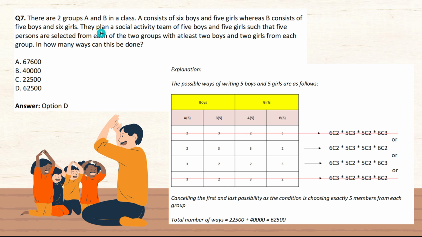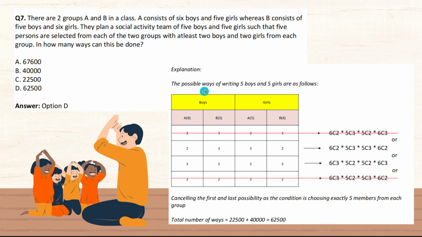This is the 7th question. There are two groups A and B in a class. A consists of 6 boys and 5 girls, whereas B consists of 5 boys and 6 girls. They plan a social activity team of 5 boys and 5 girls such that 5 persons are selected from each of the two groups, with at least 2 boys and 2 girls from each group. In how many ways can this be done? Let us see.